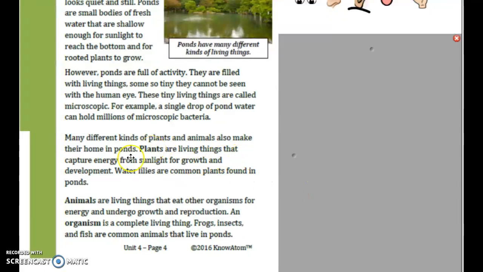Plants are living things that capture energy from sunlight for growth and development. Water lilies are a common plant found in ponds. I've seen those before when I've been canoeing. Animals are living things that eat other organisms for energy and undergo growth and reproduction. An organism is a complete living thing. Frogs, insects, and fish are common animals that live in ponds.